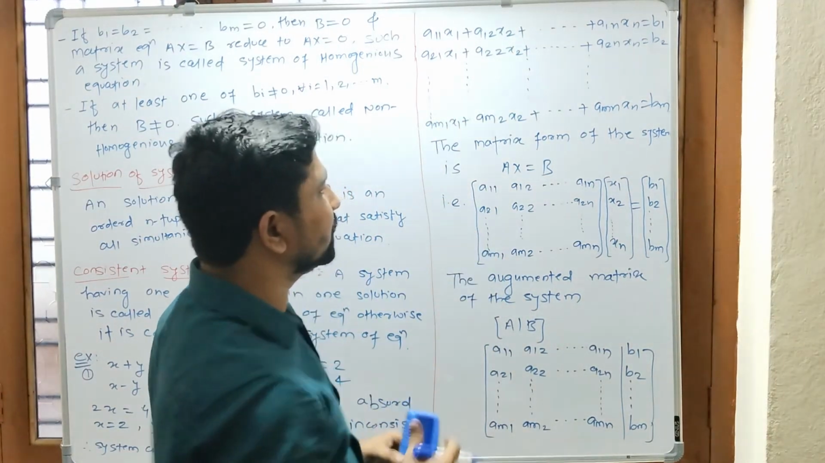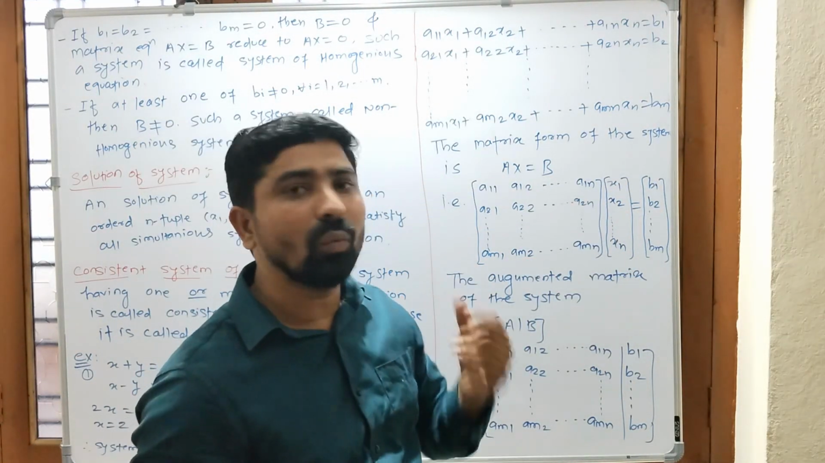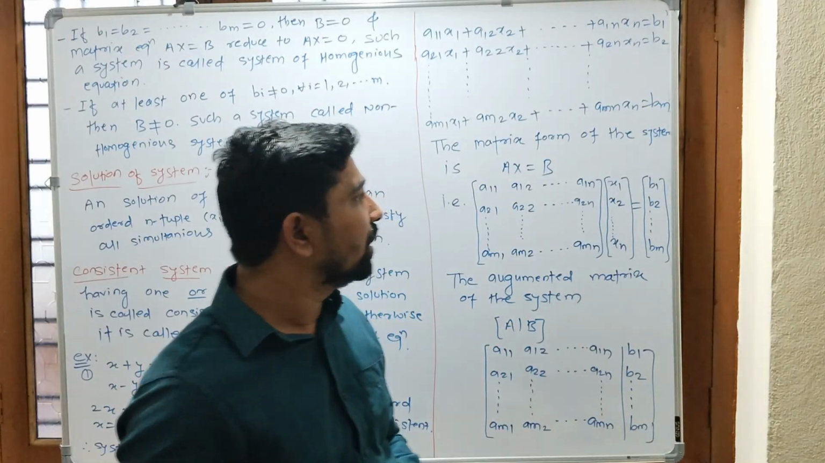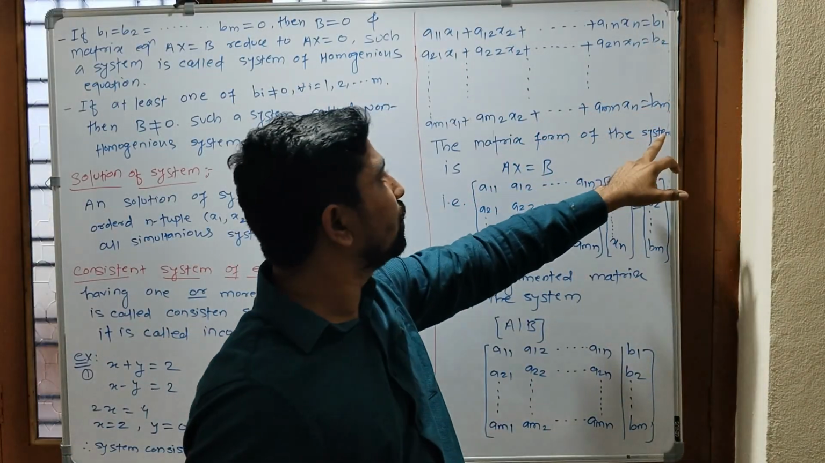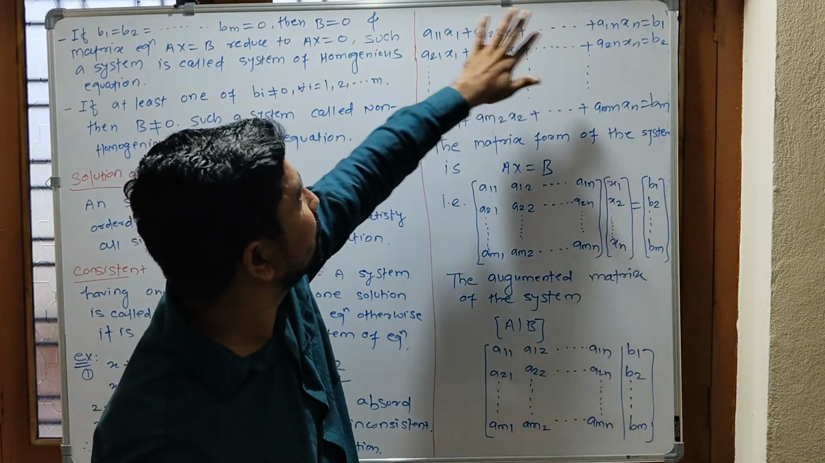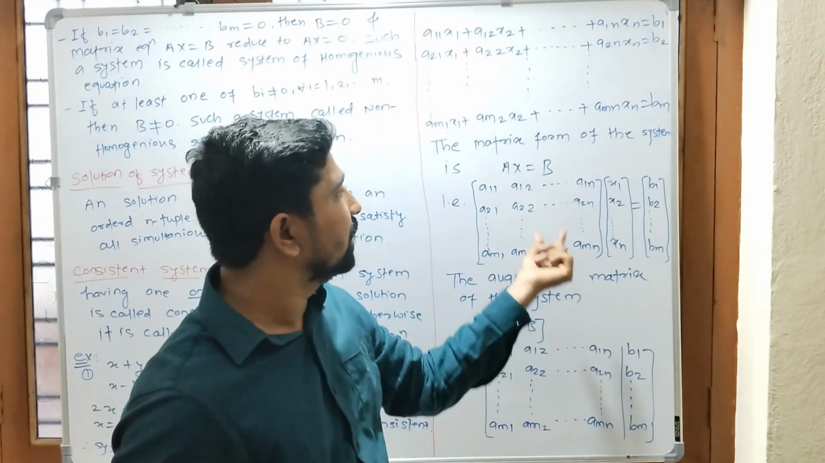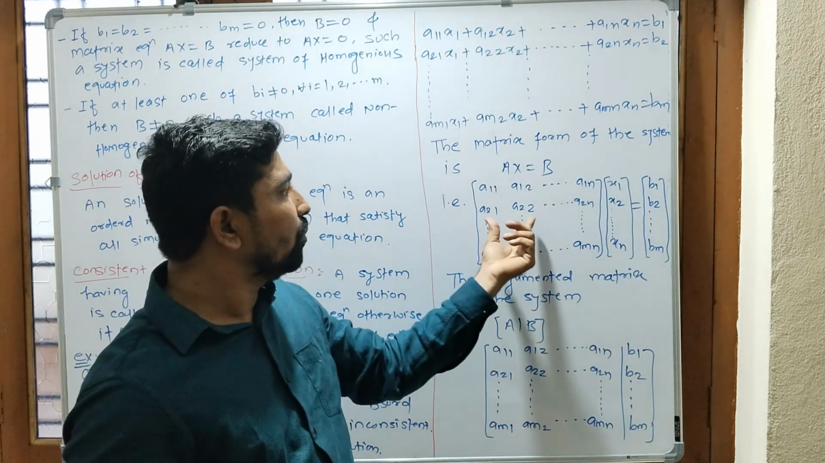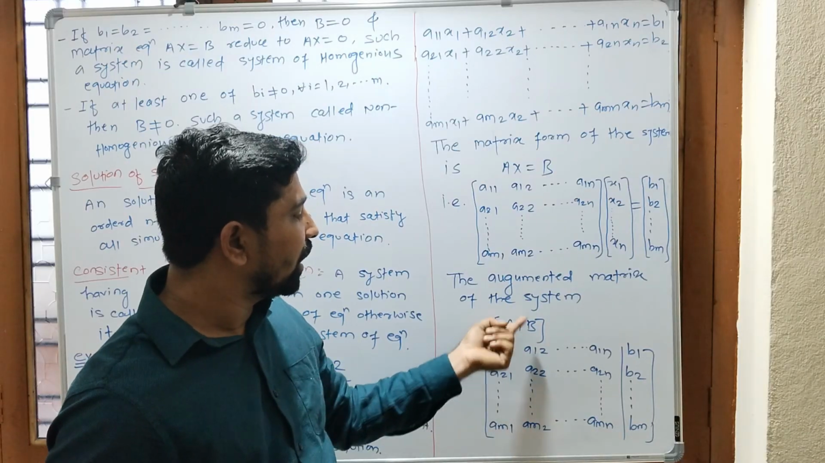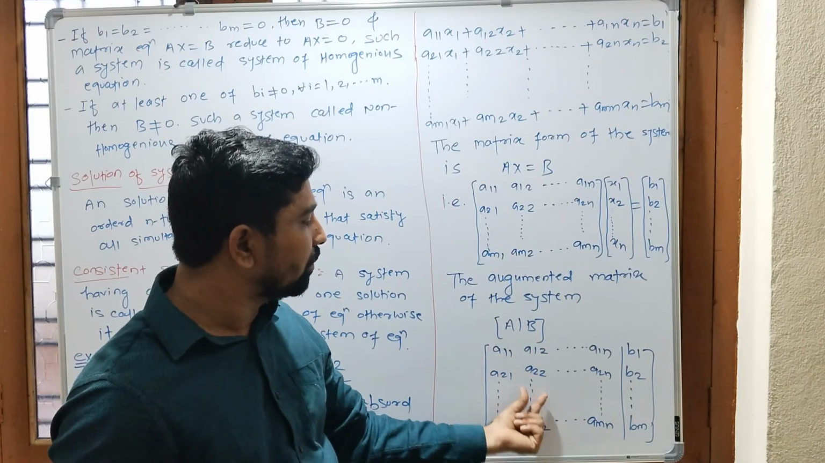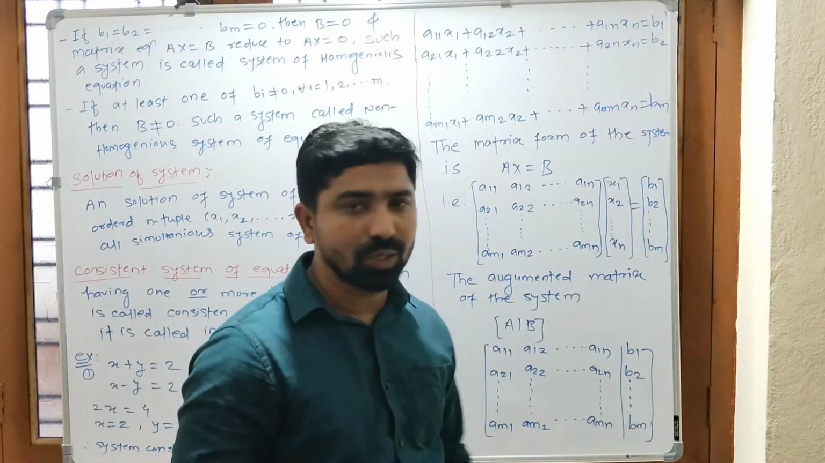Here this is the A matrix, and x1, x2 up to xn is the matrix of unknowns, that is, the variable matrix of order n cross 1. Here b1, b2 up to bm is the matrix of constants. So we can write this system of m equations in n unknowns x1, x2 up to xn in the matrix form like this, Ax = B. Here the augmented matrix of this system is [A | B], where A is the coefficient matrix and B is the constant matrix b1, b2 up to bm.